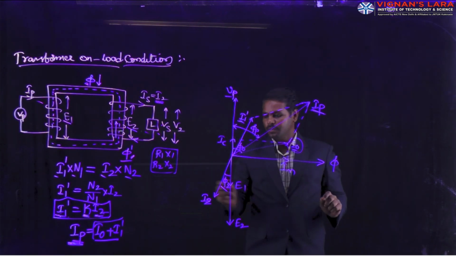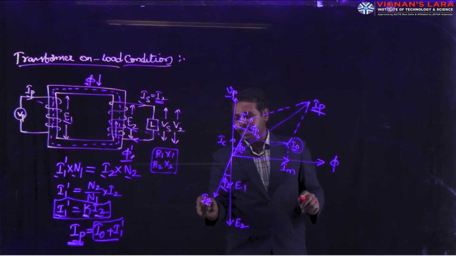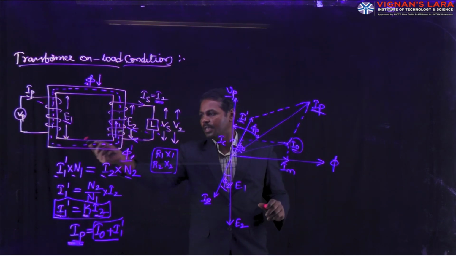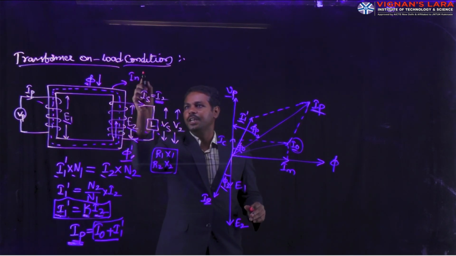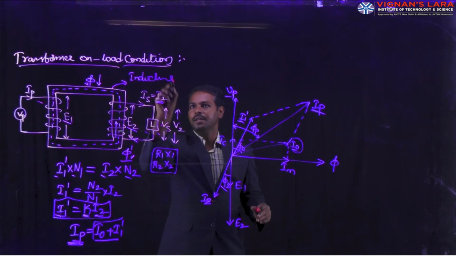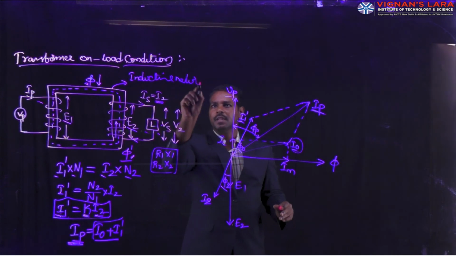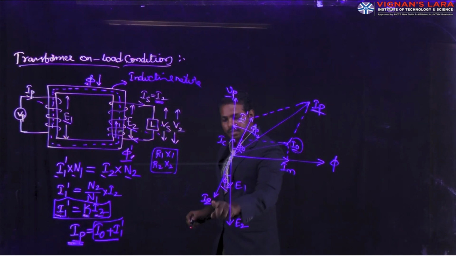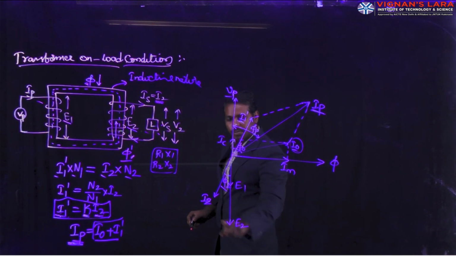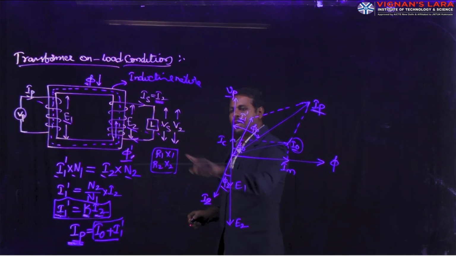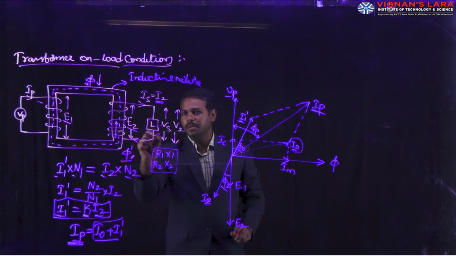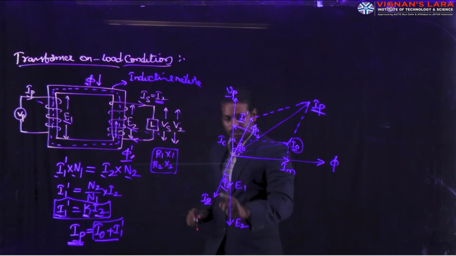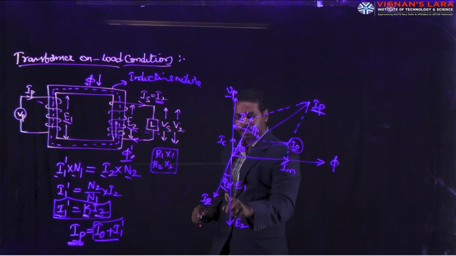The secondary current is always lagging in nature, because the transformer consists of a magnetic core, which is inductive in nature. That is why the current lags the voltage by an angle phi 2. Phi 2 is the load power factor, that is, the cosine of the angle between V2 and I2.